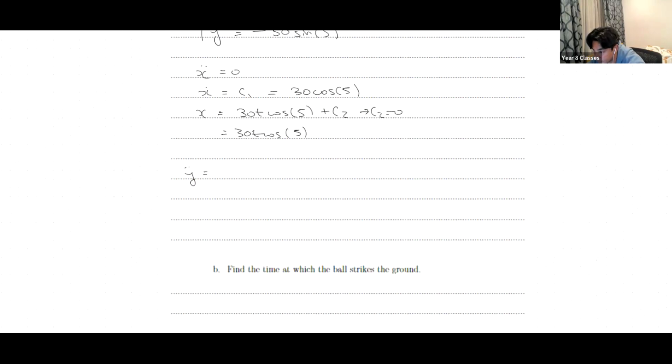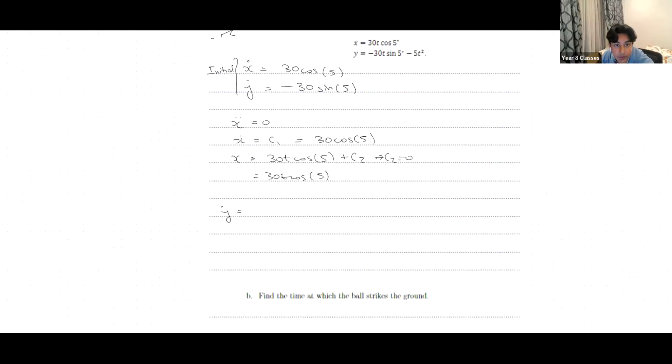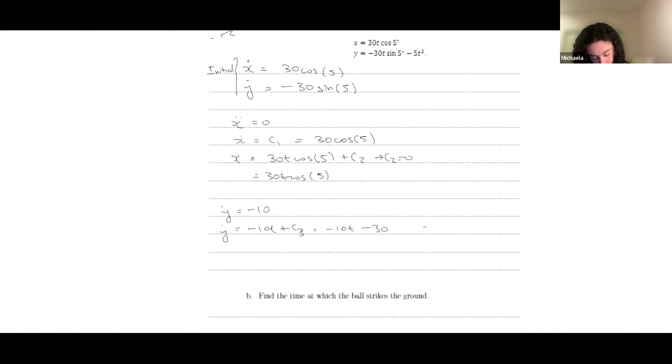Y double dot is negative g. What does it tell you g is in the question? Oh, negative 10, sorry. Negative 10. Then y dot is the integral of negative 10 dt, which equals negative 10t plus c3. And given when t equals 0, y dot is negative 30 sine 5. Yep. y dot equals negative 10t minus 30 sine 5.